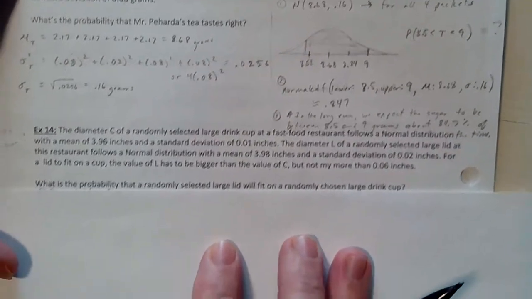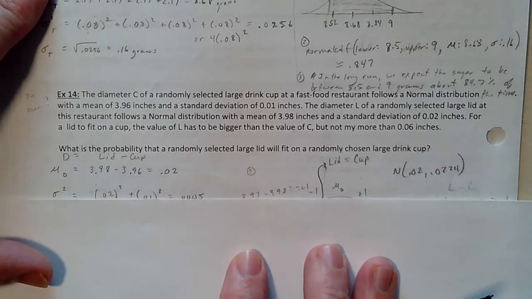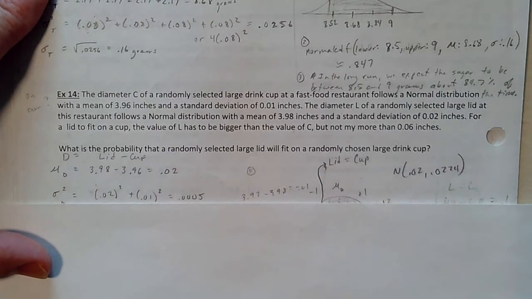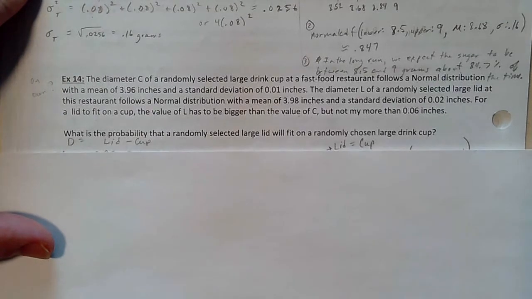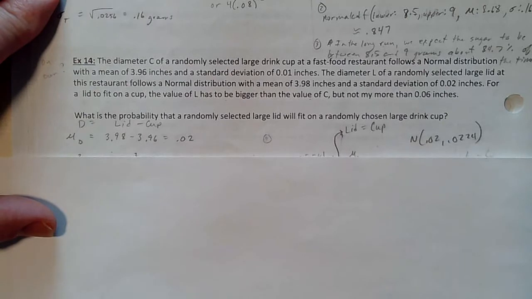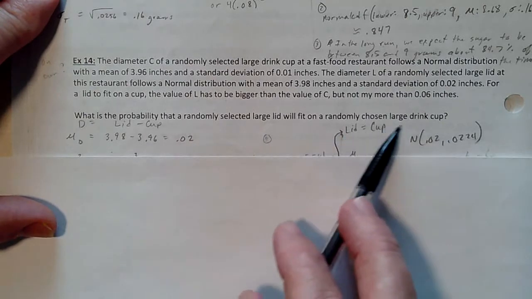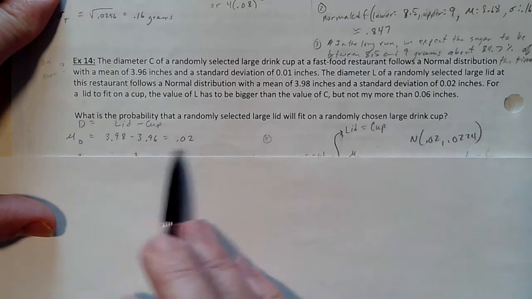Last one. Again, this is in the book. I would encourage you to read it. The authors are saying too, but this is now just a difference one. Pause to read it if you need to. I'm going to keep going. So the mean difference between the lid and the cup is 0.02.